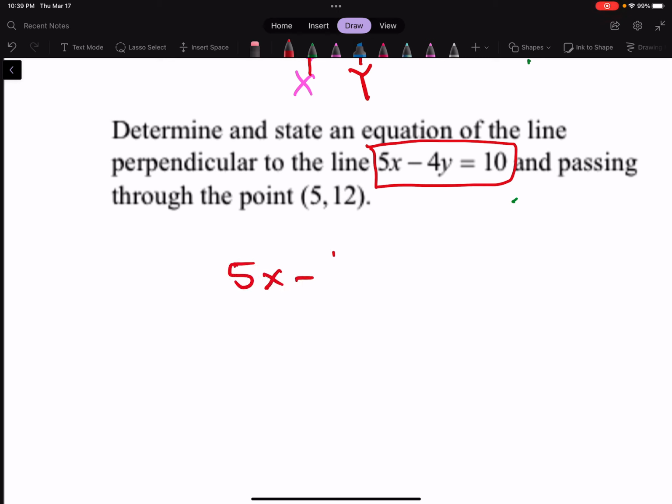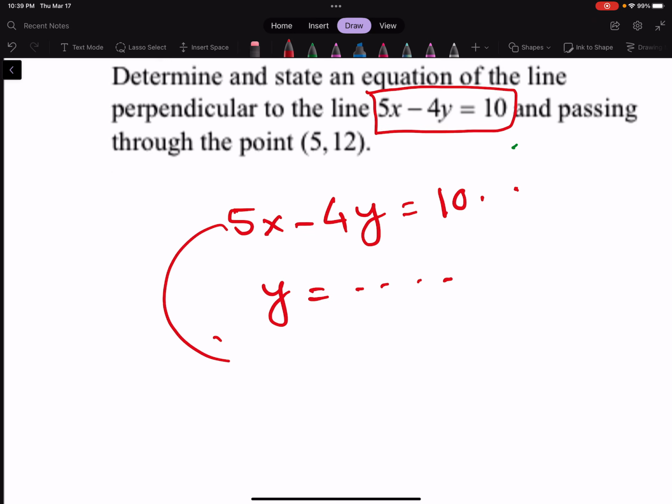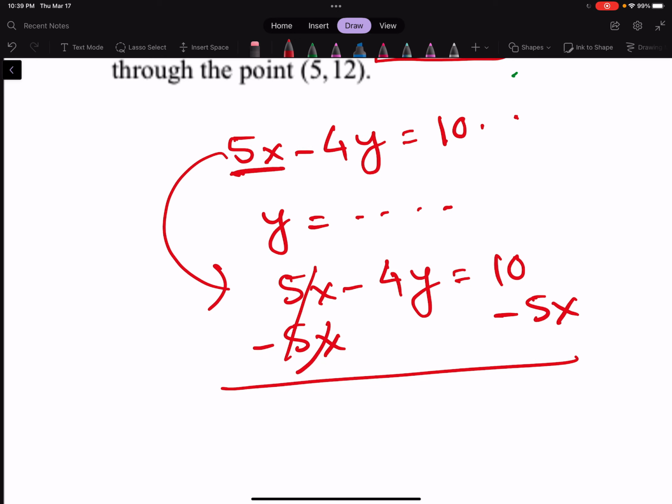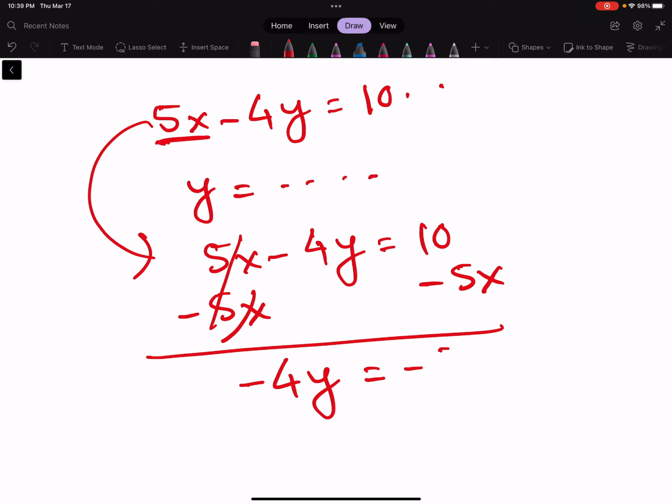5x minus 4y equals 10. Let's find our m first. So we need to find y equals what. To do that, I need to get this 5x out. This cancels out, so I have negative 4y equals negative 5x plus 10.